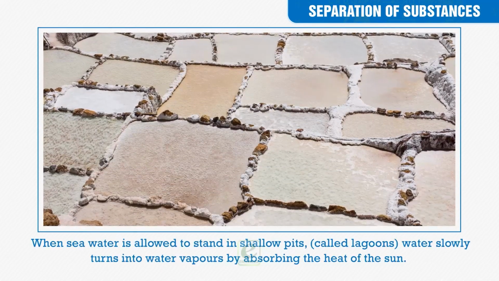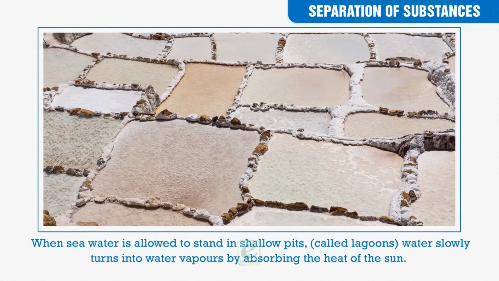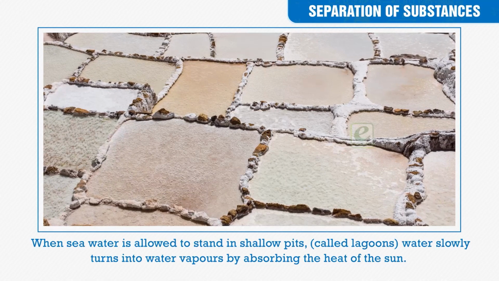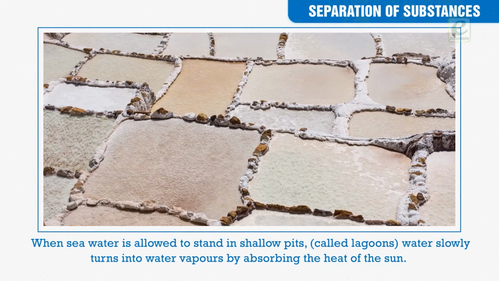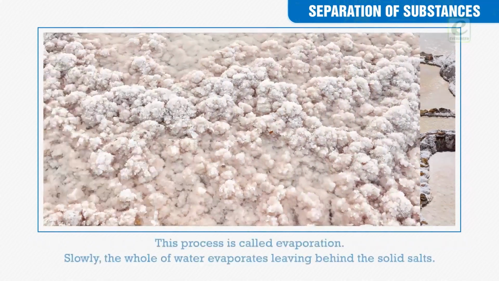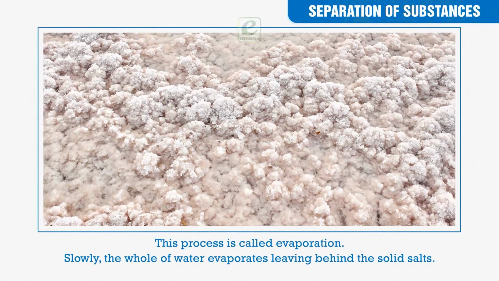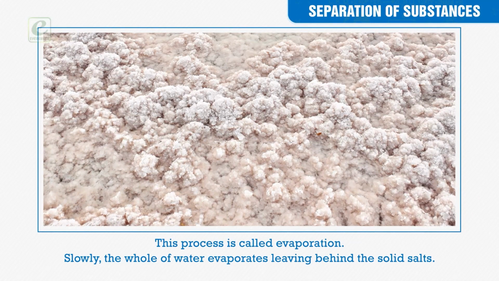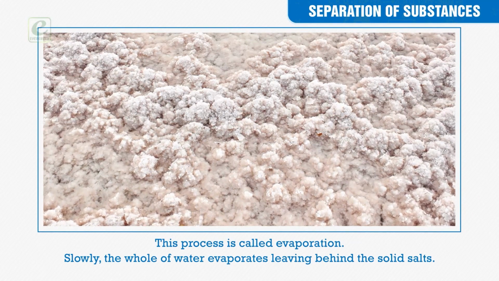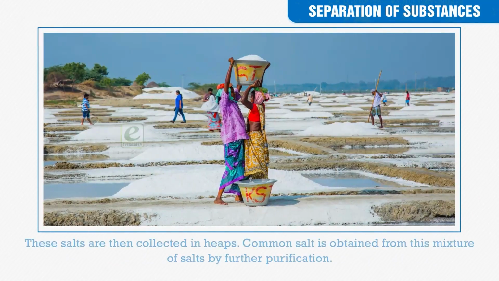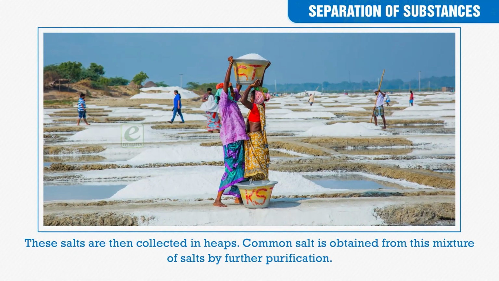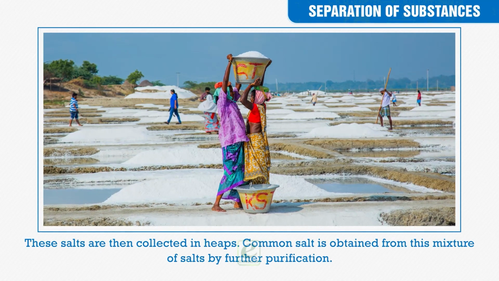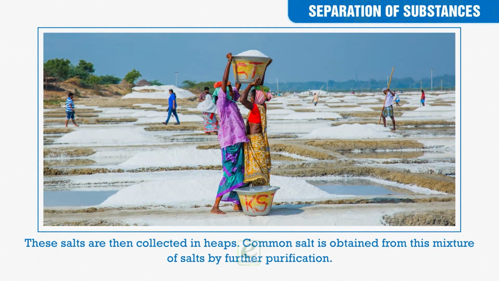When seawater is allowed to stand in shallow pits, called lagoons, water slowly turns into water vapors by absorbing the heat of the sun. This process is called evaporation. Slowly, the whole of the water evaporates, leaving behind the solid salts. These salts are then collected in heaps. Common salt is obtained from the mixture of salts by further purification.